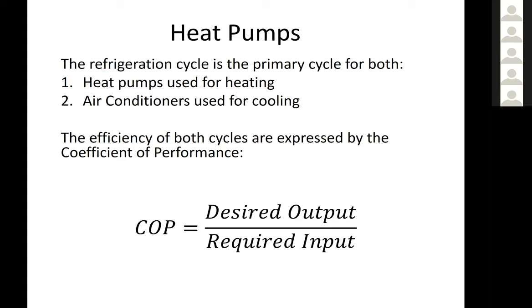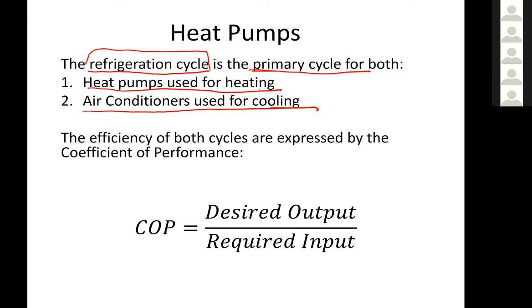So the refrigeration cycle, as a generic name, is the primary cycle used for heat pumps, used for heating, and air conditioners, used for cooling. The only difference between these two is the direction of flow.